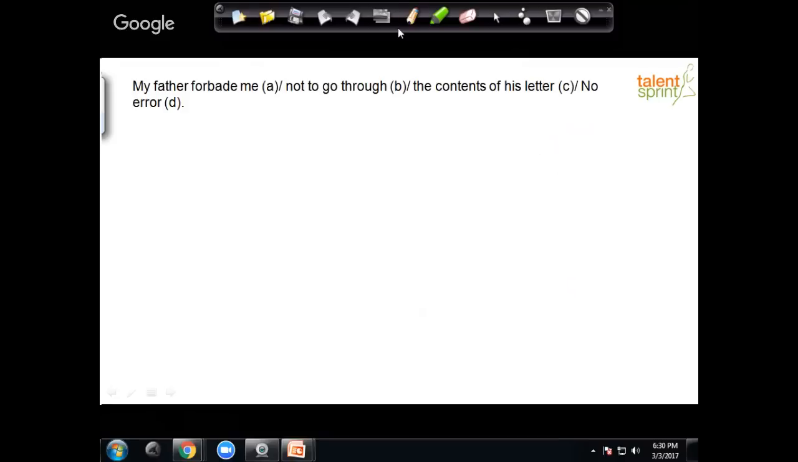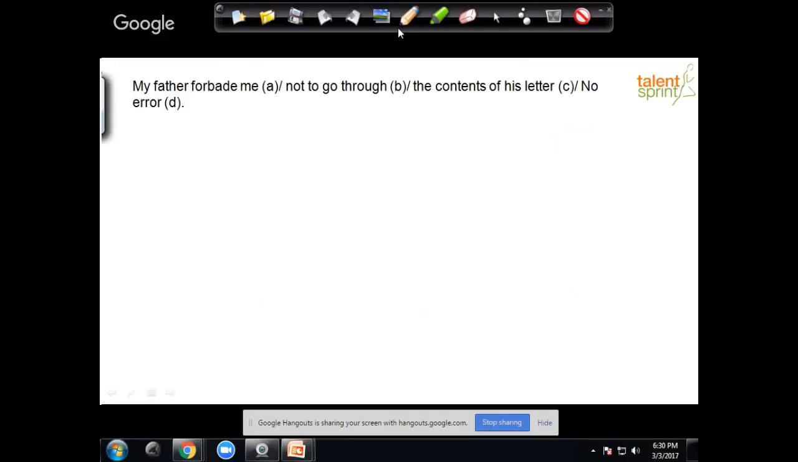Moving on. Let's look at our next context. Let's see. Prakash, please answer this for us. My father forbade me not to go through the contents of his letter. Where do you think the error is?